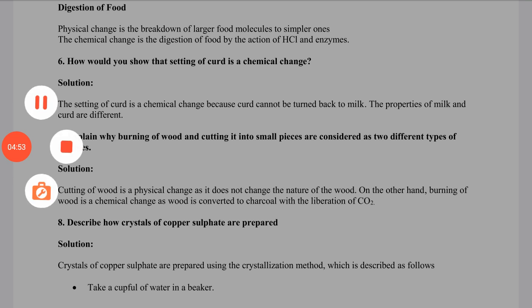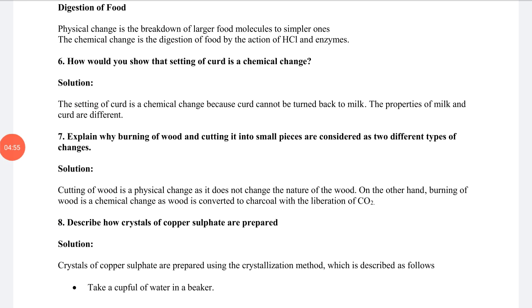Next question: how would you show that the setting of curd is a chemical change? The setting of curd is a chemical change because curd cannot turn back to milk. Curd cannot change back to its original composition in the form of milk. So curd cannot turn back to milk.